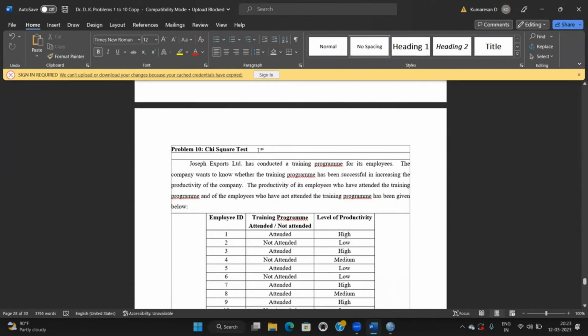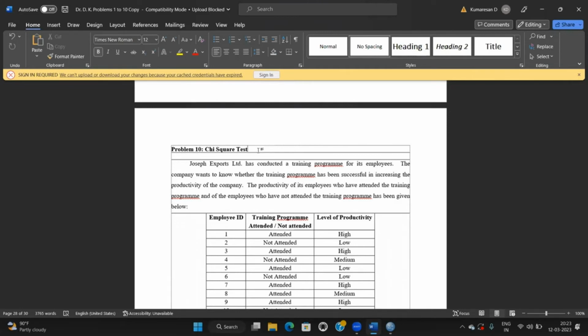Some scholars may have a doubt in pronouncing this. Whether it is chi-square test or chi-square test or chi-square test. Don't bother, it is chi-square test.